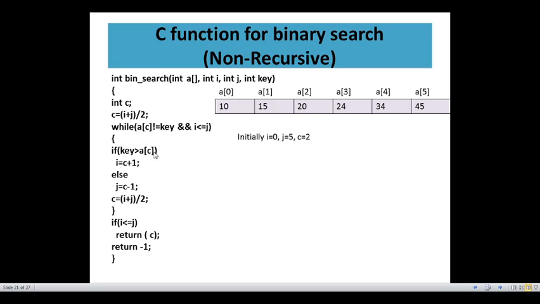And again do the same procedure: c equals (i plus j) divided by 2. Again search the mid, then again split into two parts and search. In this way perform this procedure until a of c equals key. If i is less than or equal to j, return c, otherwise return minus 1 if your element is not present inside this array.